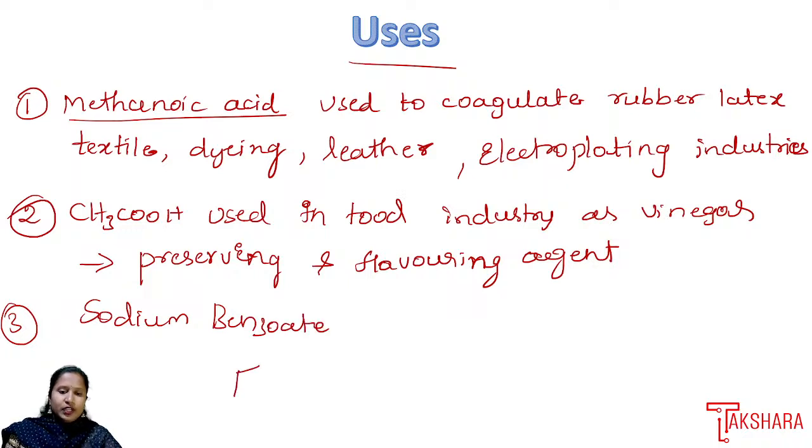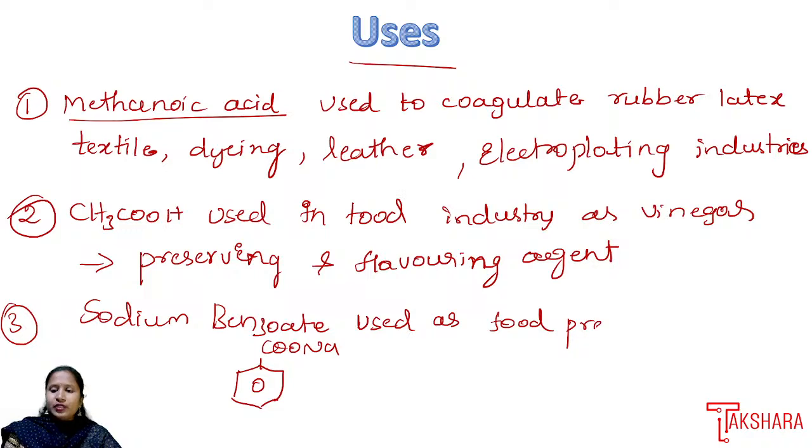So sodium benzoate is nothing but what? A benzene ring with COONa attached is called sodium benzoate. It is also used as a food preservative. Sodium benzoate is also used as what? As a food preservative. Okay, so these are a few important uses of the carboxylic acids.